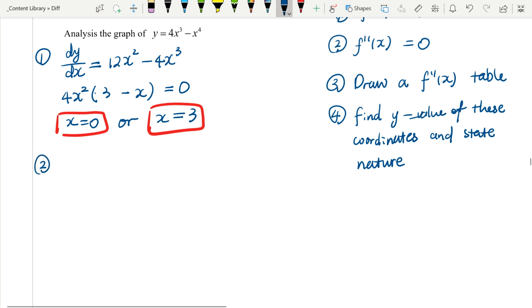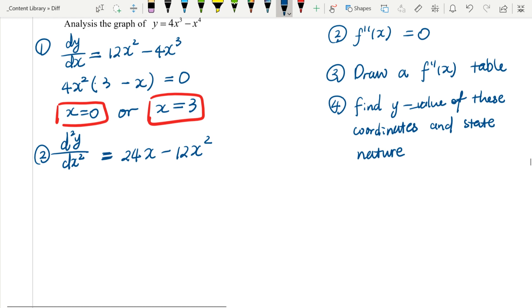Then I will be interested in the second derivative. What's the second derivative? 24x − 12x². I'll take 12x out: 12x(2 − x) equals 0. So second derivative equals 0 gives x = 0 or x = 2.